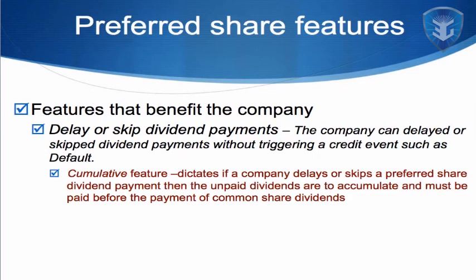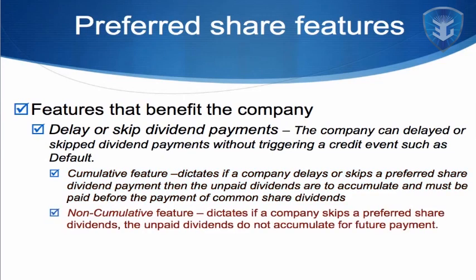Cumulative feature dictates that if the company delays or skips a preferred share dividend payment, then the unpaid dividends are simply accumulated, and eventually they must be paid to the preferred shareholder if the preferred shares are ever redeemed, or if the company ever wants to pay common share dividends, they must repay all of the accumulated dividends to the preferred shareholder prior to paying common share dividends.